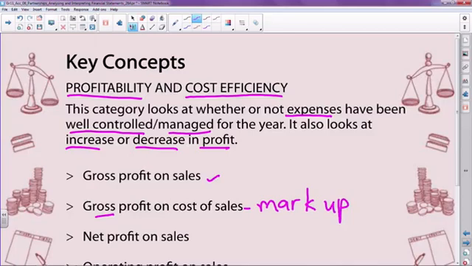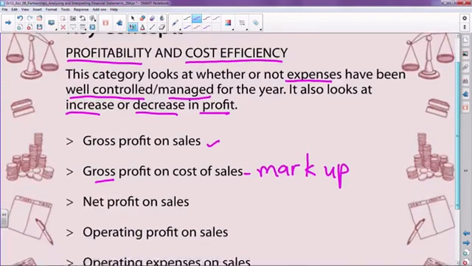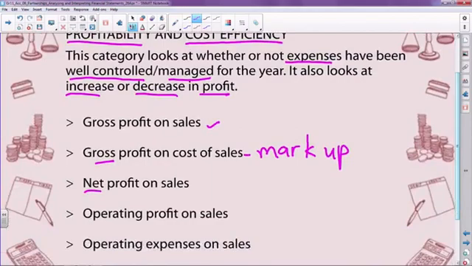Has it been consistent throughout the year or not? The third ratio is, let's just put this down a bit, your net profit on sales. The fourth one, operating profit on sales. And then we've got your operating expenses on sales.